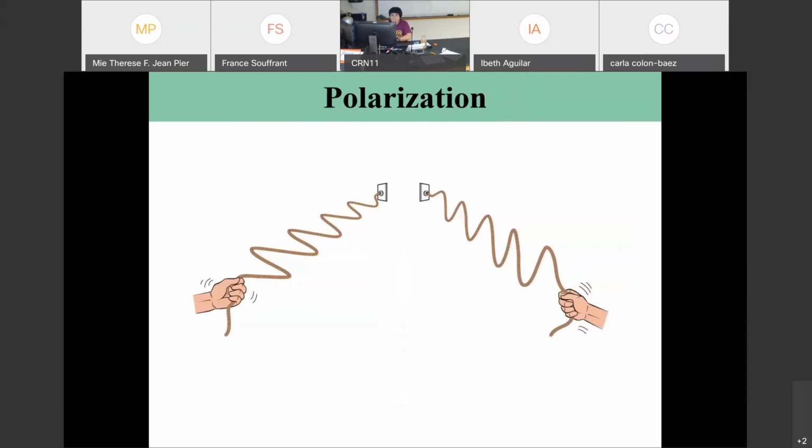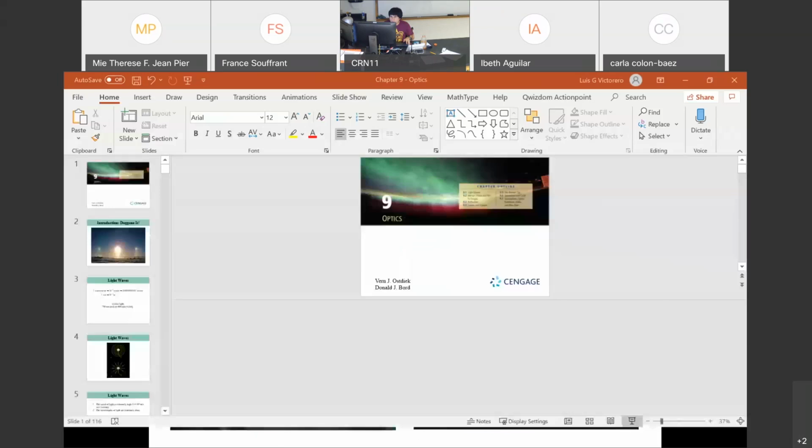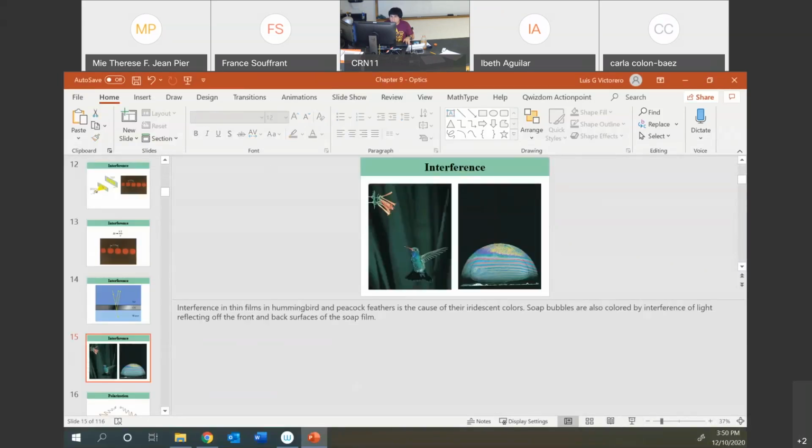You can also have interference with mechanical waves, all right? And we use interference in astronomy, in radio telescopes. Let me show you very quickly. We call it interferometry.